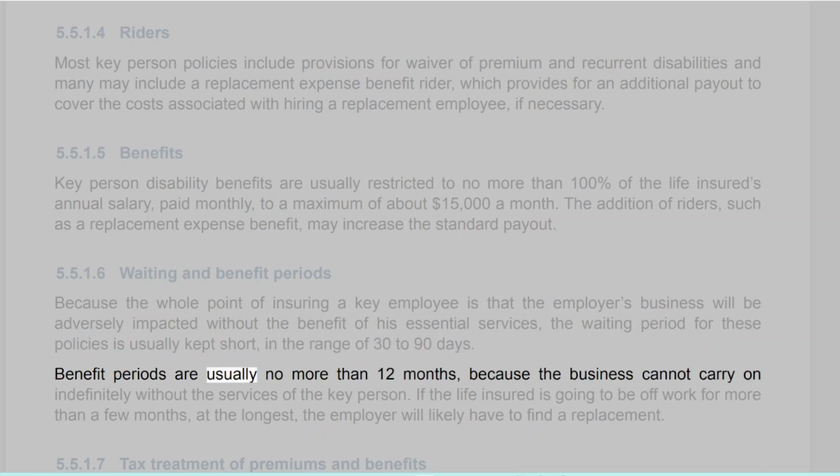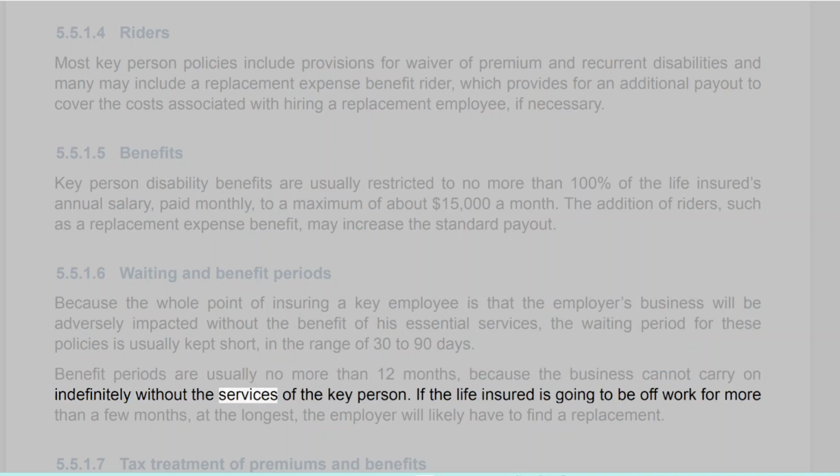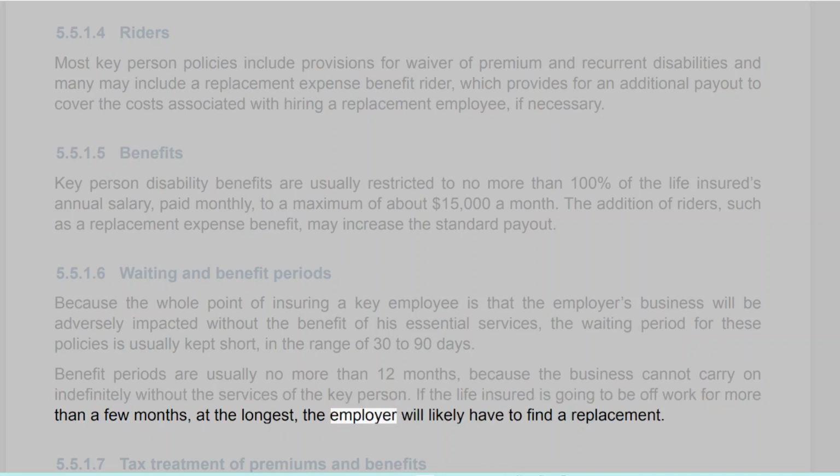Benefit periods are usually no more than 12 months, because the business cannot carry on indefinitely without the services of the key person. If the life insured is going to be off work for more than a few months, at the longest, the employer will likely have to find a replacement.